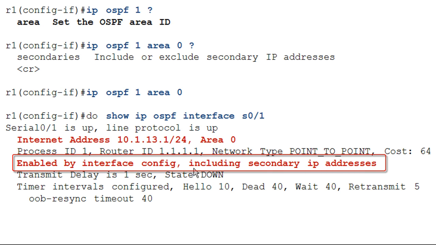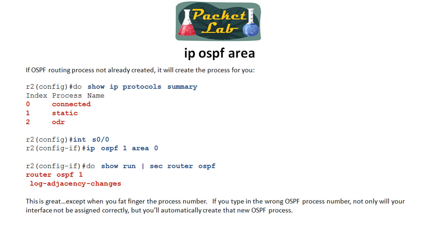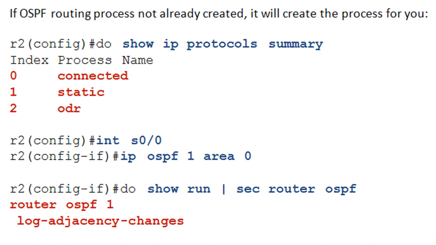And the second bit of this will come into play later when we get into the dreaded secondary IP addresses, and it says "including secondary IP addresses." I'll tell you right now what that means: it's going to advertise any secondary IP addresses assigned to 0/0/1. We'll see this in a little bit more detail later. So here's that potential pitfall that I showed you. It can be a boon or a bust, depending on whether you get the process right or wrong. If the OSPF routing process is not already created, this command will create that process for you.